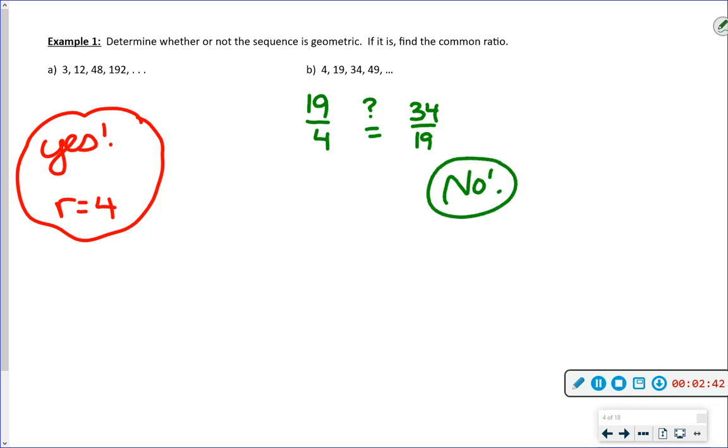And you could test this one the same way. You could divide the terms. Like if I wanted to do 12 over 3, is that going to be the same as 48 over 12? Well, yes, you get 4 both times. I don't care how you figure it out, as long as you can tell me yes or no, and if it is, what the ratio is.